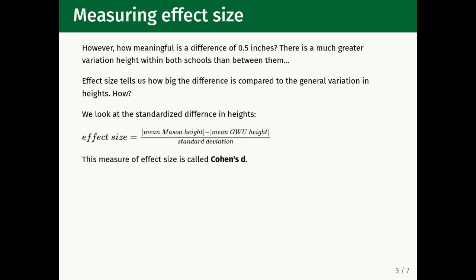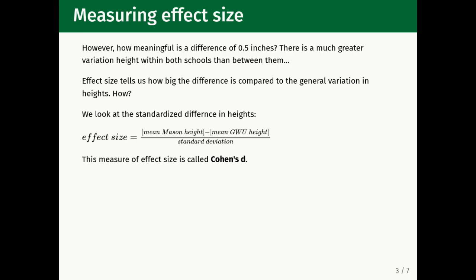There are all kinds of ways of measuring effect size, but for continuous variables, we are going to use one called Cohen's d. This takes the difference in mean heights and divides it by something called the standard deviation. The standard deviation measures how much variation there is in our heights as a whole. If there's a lot of variation in heights in general, then the standard deviation will be large. And when we put a large number on the bottom of a fraction, the output will be small, and so we'll get a small effect size.